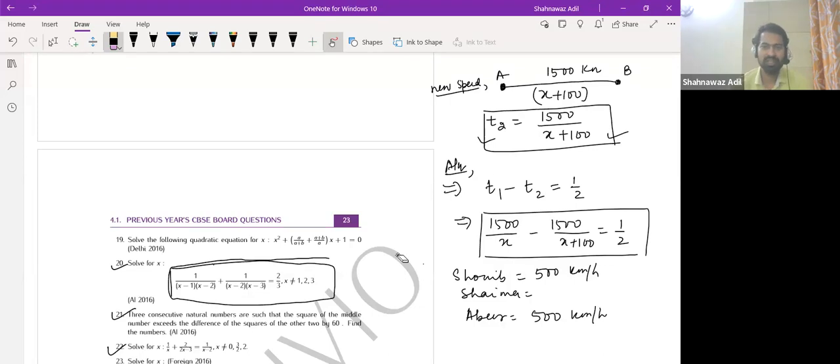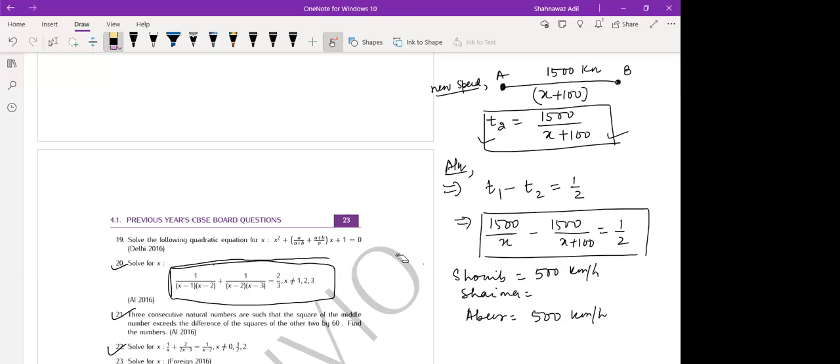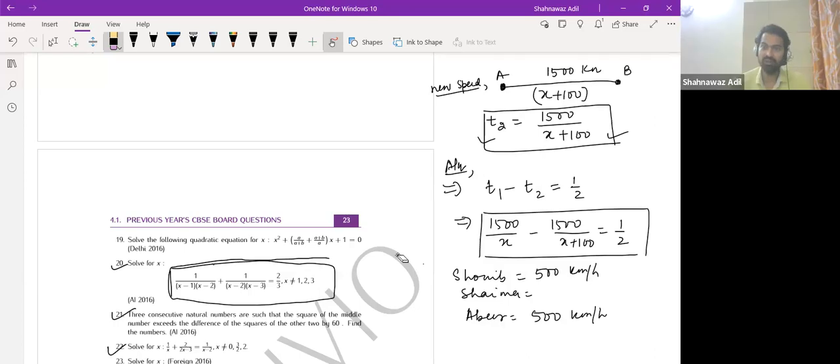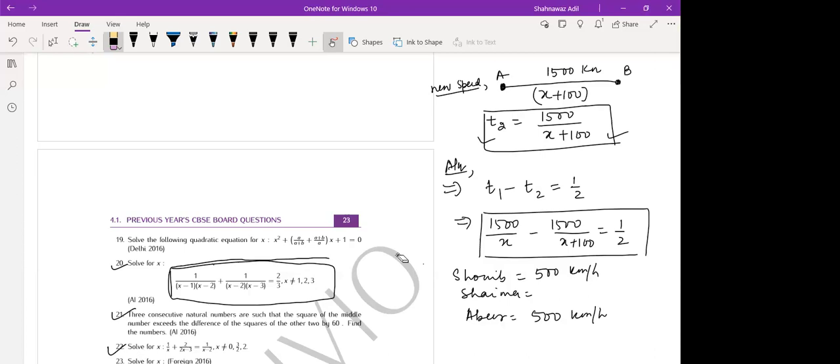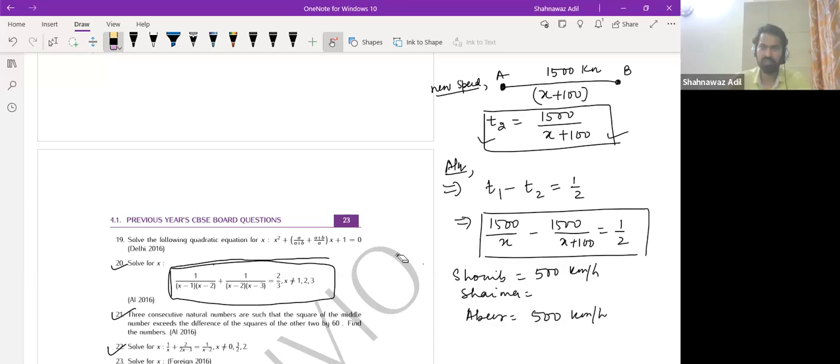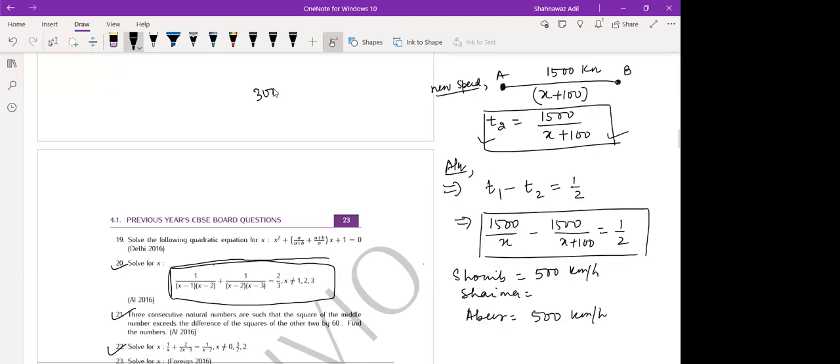Yes, Shaima, did you get stuck at some point? Sir, I don't know what the factors of 300,000 are. How did you get 300,000? Sir, I got the equation x squared plus 100x minus 300,000 equals 0. Yes, sir, same equation. So you see, Shaima, you are in the right direction. 300,000. And what was the middle term? 100x.